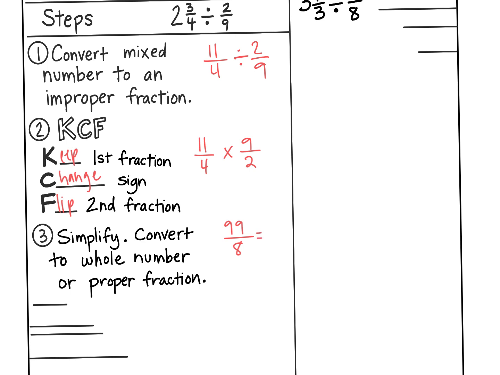Now I need to convert that to a mixed number. How many whole times can 8 go into 99? 8 goes into 99 twelve times, with 3 left over. Here it all is: 12 and 3/8. It's all right here. My whole number, my numerator, my denominator. And it cannot be simplified. 3/8 is as low as it goes.